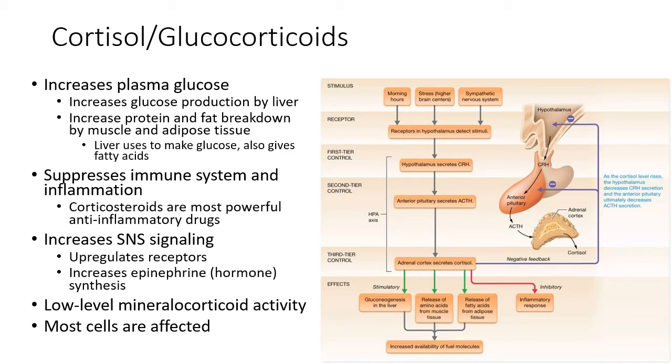So cortisol and the glucocorticoids are really important in your response to stress. One of the main things they do is increase the glucose concentration in your blood. They do that by increasing the rate at which the liver is breaking down glycogen to make glucose, and by increasing the rate at which fat is broken down in adipose tissue, and by increasing the rate at which protein is broken down in muscle. Right, so all of those things can be used to increase glucose levels in the blood and or to make ATP.